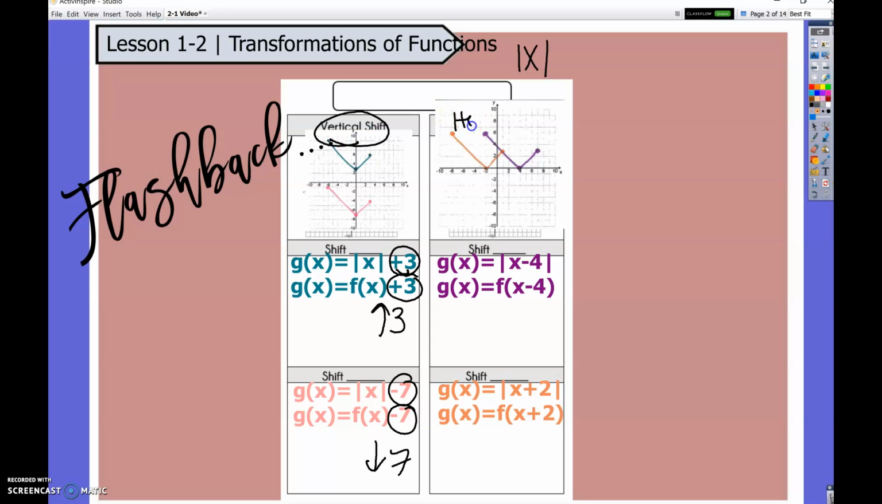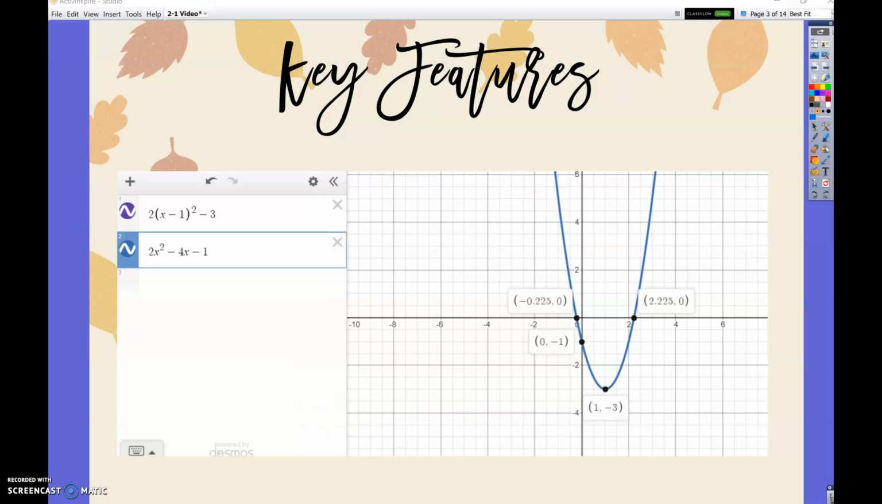Your horizontal shifts were located inside the parentheses for function notation, or within the actual equation there, inside the brackets. Remember, it was always the opposite of what we thought. So minus 4 would actually move to the right 4, and plus 2 would move back 2. We'll be using these ideas in this same section, which I think will make it seem pretty easy as we begin. You'll often be asked about key features of the graph.